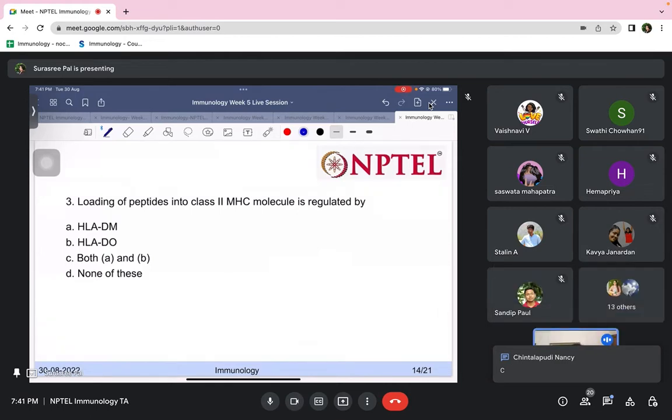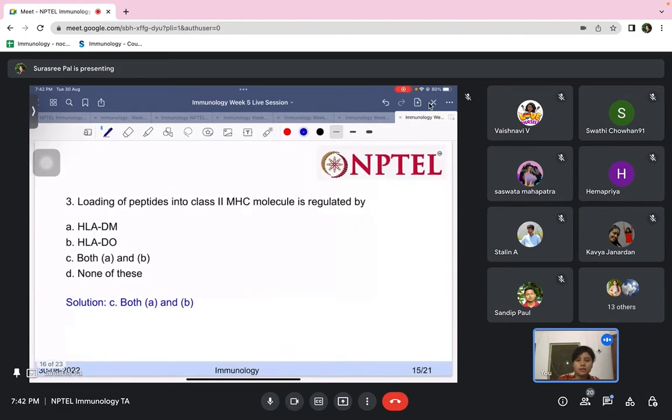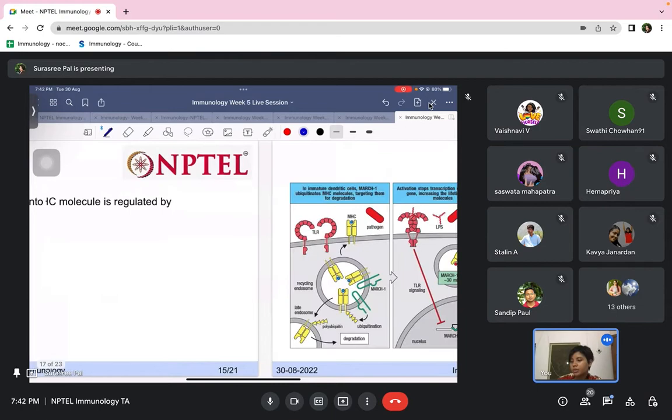So most of you are answering C, which is that the loading is regulated by both of them, HLA-DM and HLA-DO. One is a positive regulator, another is a negative regulator. So the answer is C. You're correct.